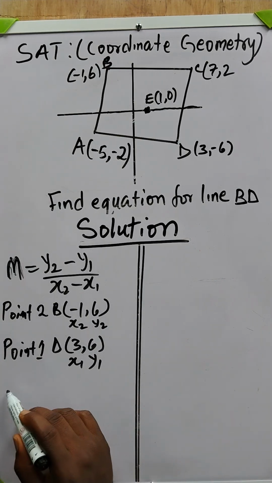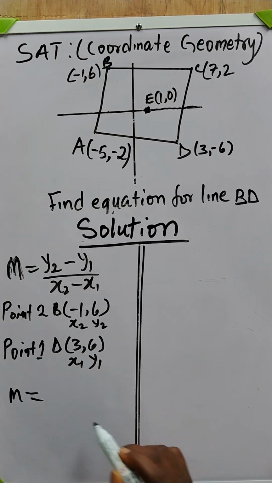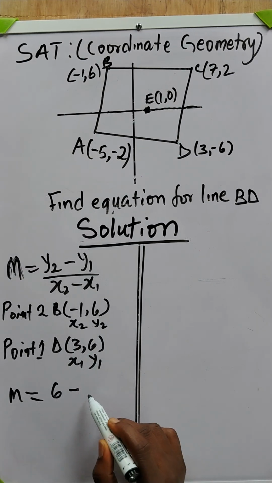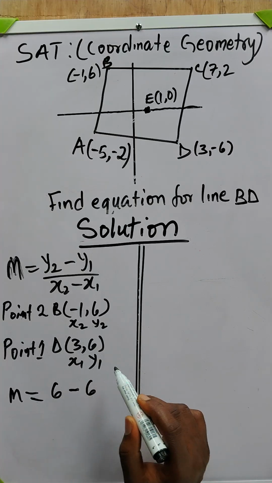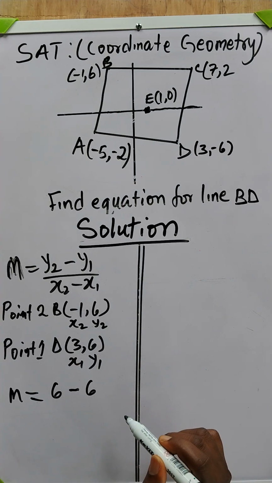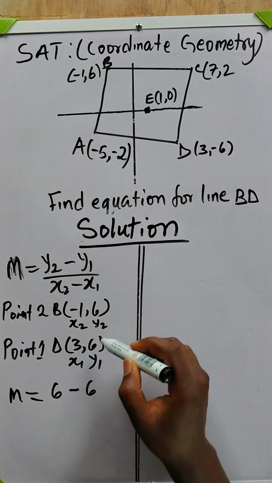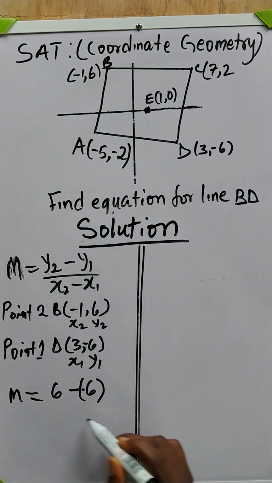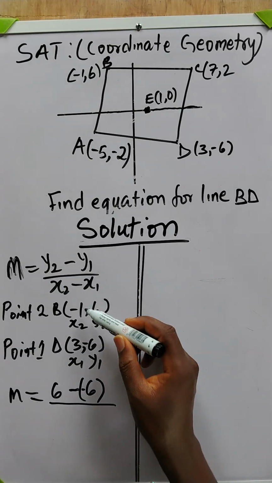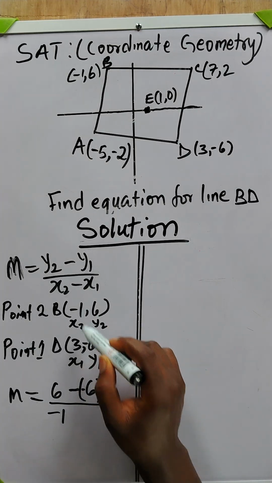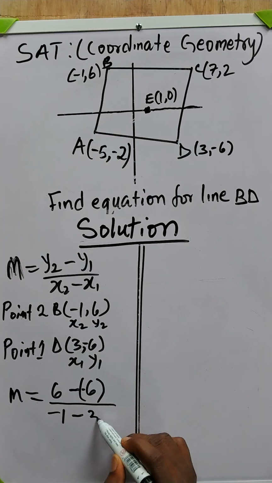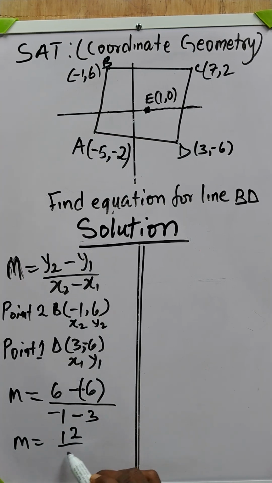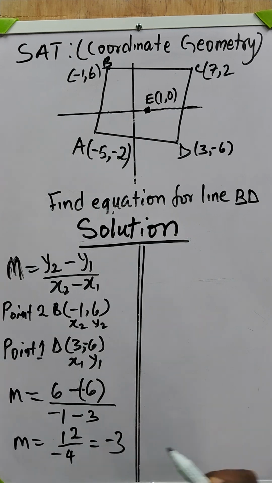Now the next thing is to find the slope. Slope m equals y2, that's 6, minus y1, that's point D's -6, so 6 minus -6, all over my point 2's x, which is -1, minus 3. So my m is 12 over -4, and that's -3. That's my slope.